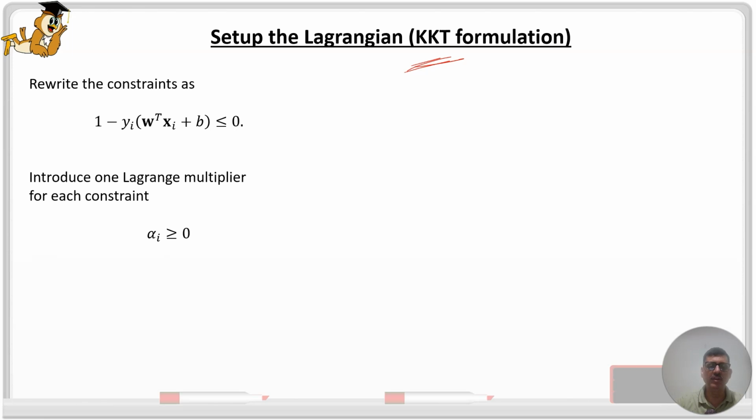So let's get started. We are going to rewrite the constraints as 1 minus yi times w transpose xi plus b is less than or equal to 0. Remember, we said that this quantity was greater than or equal to 1. We've just rearranged the terms to make sure that this quantity becomes less than 0. In other words, this quantity is always negative. We introduce one Lagrange multiplier for each constraint. That means one Lagrange multiplier for each point in the training data, and we call it alpha i's. We'll say that alpha i is greater than or equal to 0 for all i. I'll tell you why that is the case.